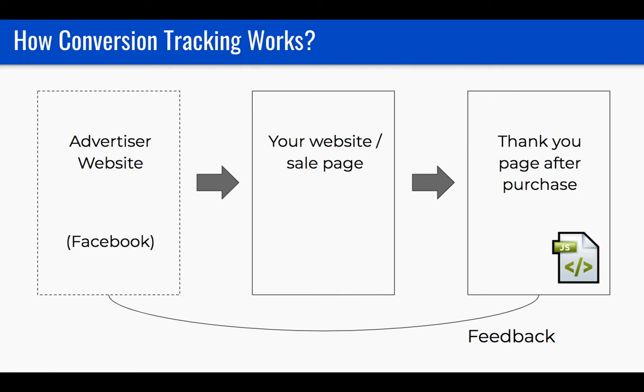So let's say 100 clicks come to your website and out of those 100 clicks, some 20 clicks converted into actual purchases or leads. This data will be passed back to the advertiser platform, which in this case is Facebook, and Facebook will show us that 20 people have converted from the campaign that you have created.